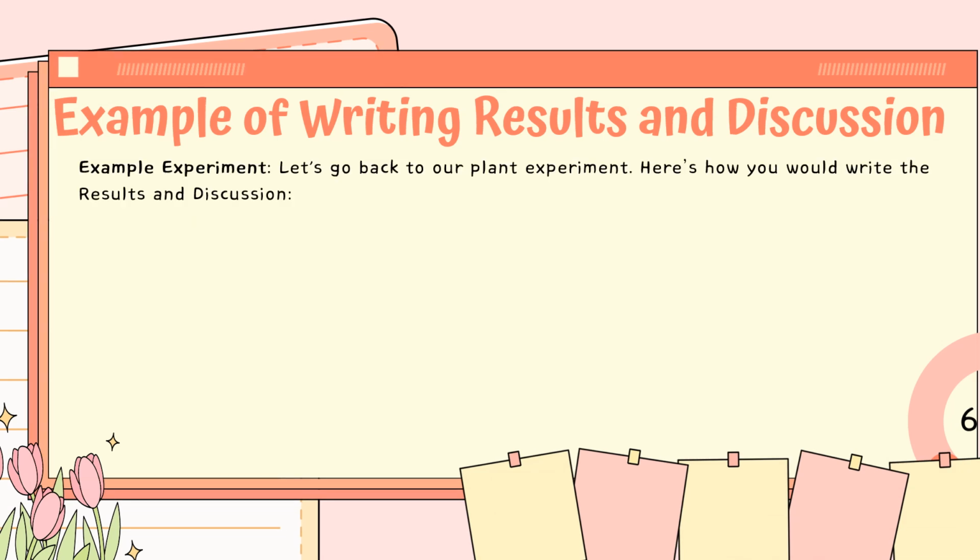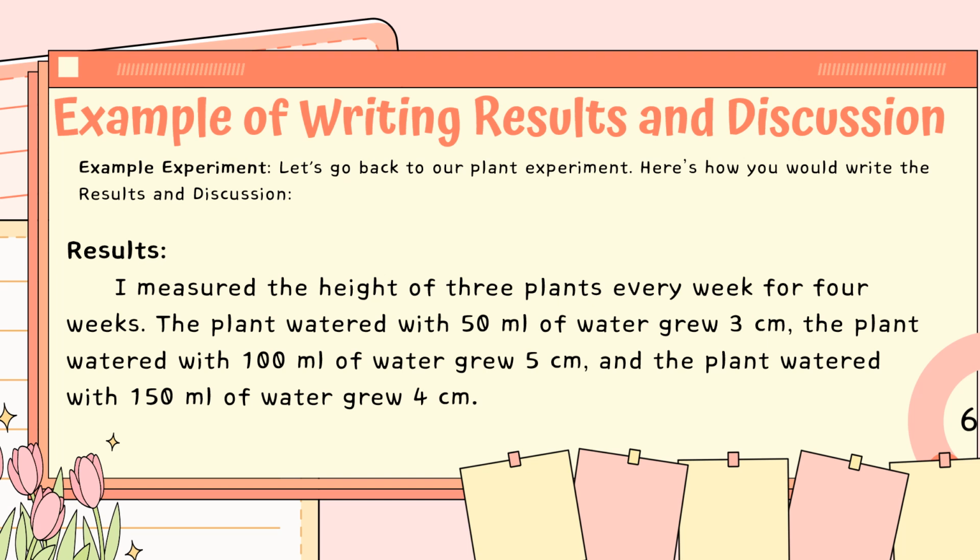Example of writing results and discussion. Example experiment. Let's go back to our plant experiment. Here's how you would write the results and discussion. Results: I measured the height of 3 plants every week for 4 weeks. The plant watered with 50 milliliters of water grew 3 centimeters. The plant watered with 100 milliliters of water grew 5 centimeters, and the plant watered with 150 milliliters of water grew 4 centimeters.